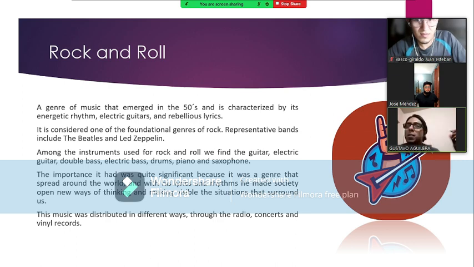more powerful bands. Among the instruments used in rock and roll, we find electric guitar, normal guitar, double bass, electric bass, drums, piano, and saxophone. The impact it had was quite significant because it was a genre that is played around the world. Everybody knows rock and roll music.